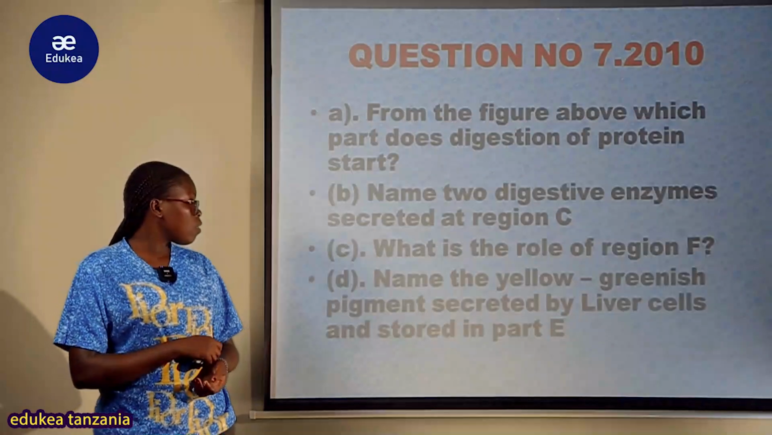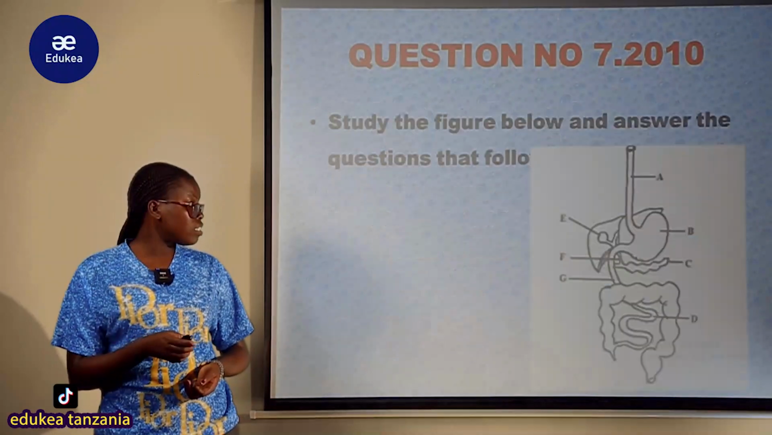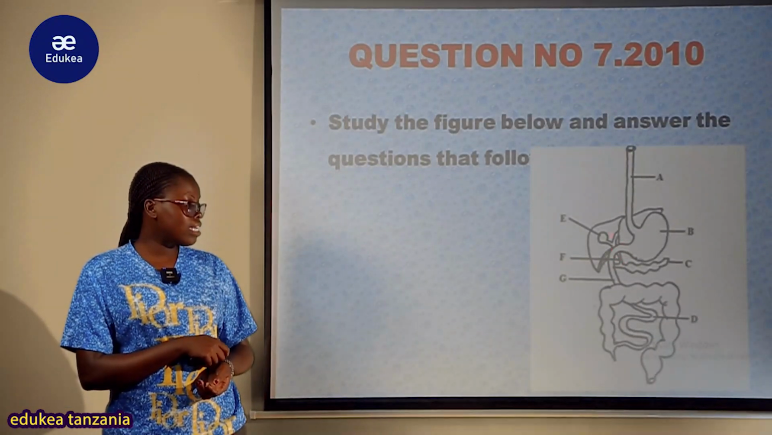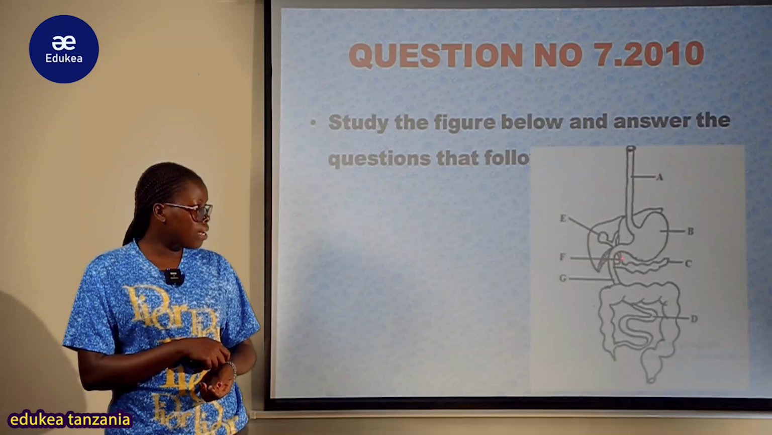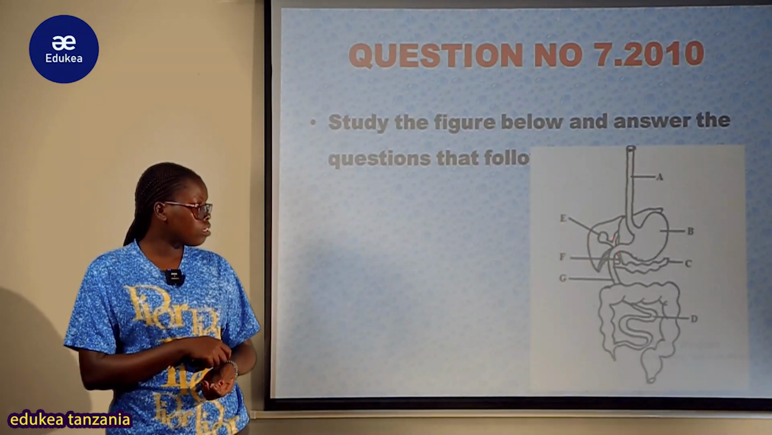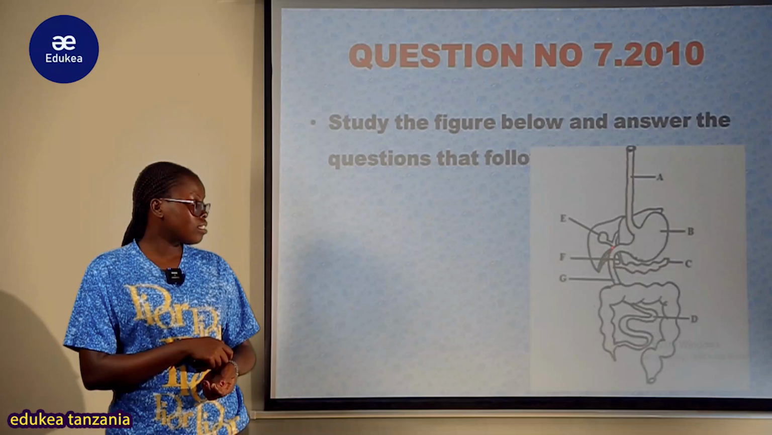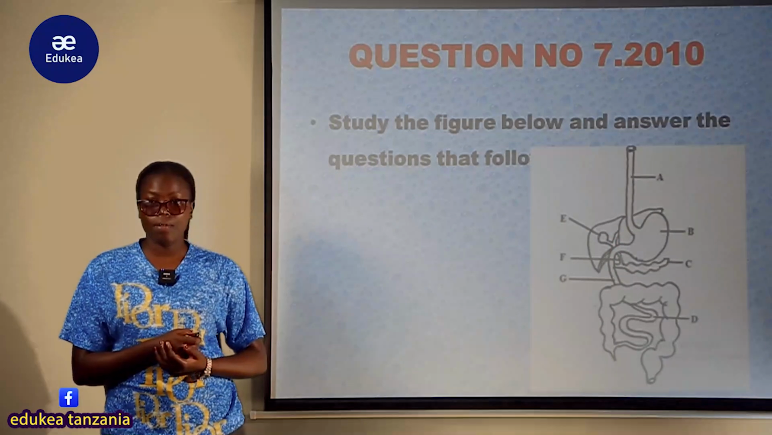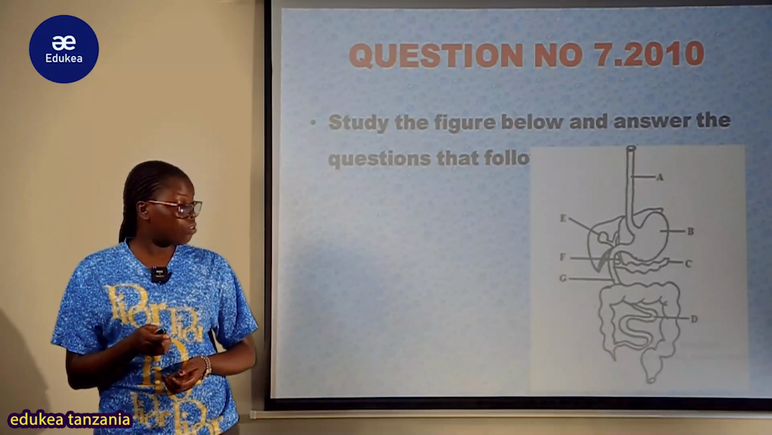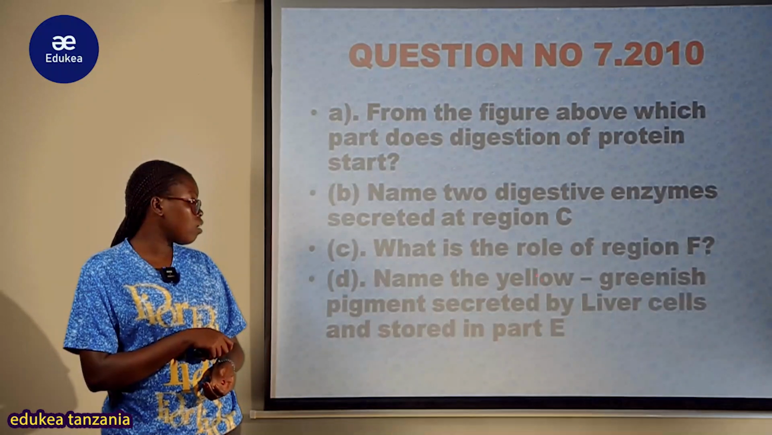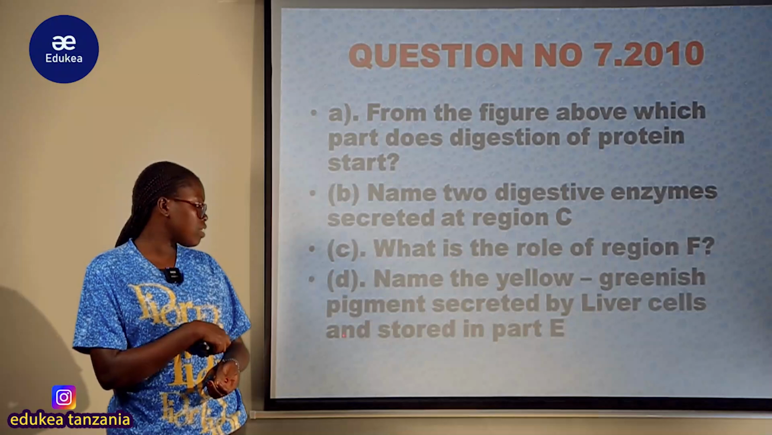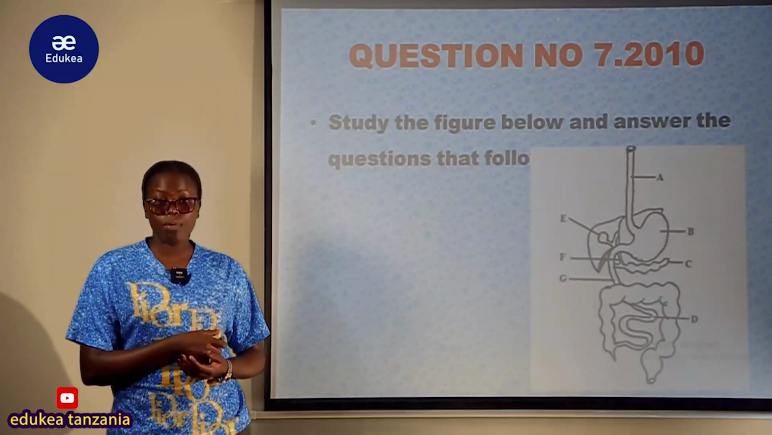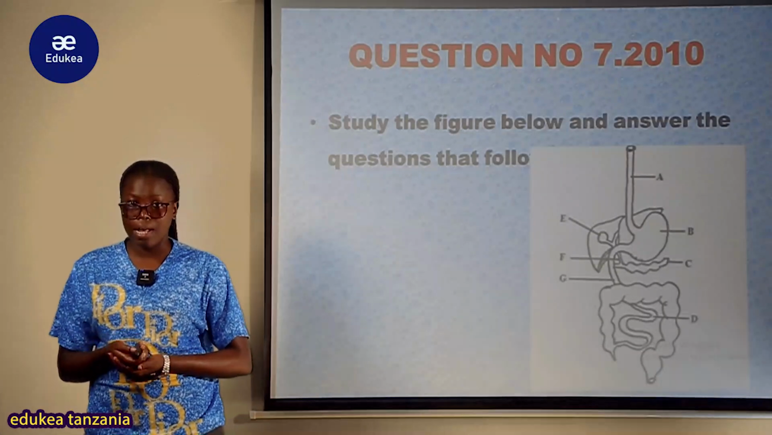Roman C, what is the role of region F? Region F katika diagram yetu ni hapa pancreatic duct. Hapa ni bile duct. Region F hapa ni bile duct. Kwa kazi yake ni katika release of the bile. Alafu swali la mwisho, name the yellow greenish pigment secreted by the liver cell and stored in the part E. Part E kama tunavyoiona, hii hapa ni gallbladder. So kitu gani kipo ndani ya gallbladder?